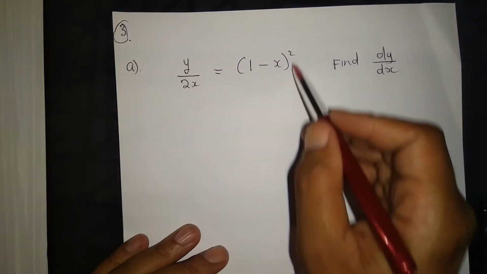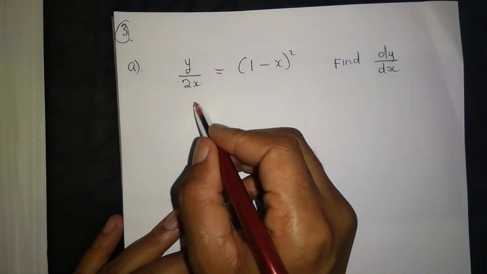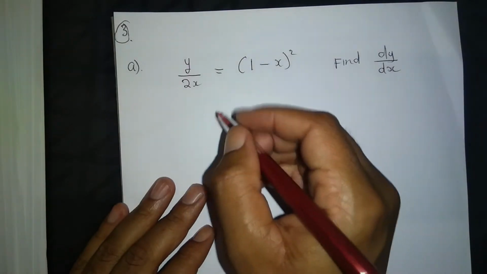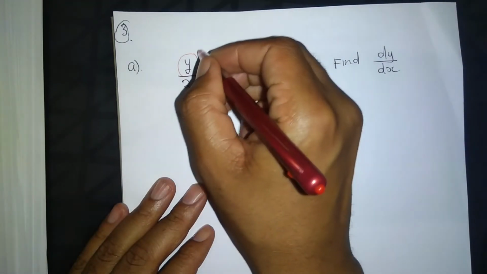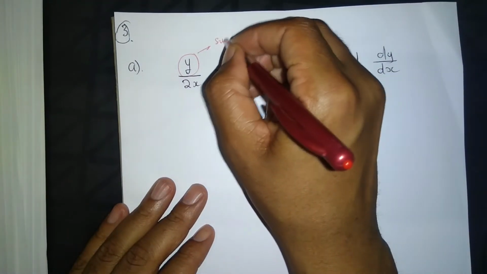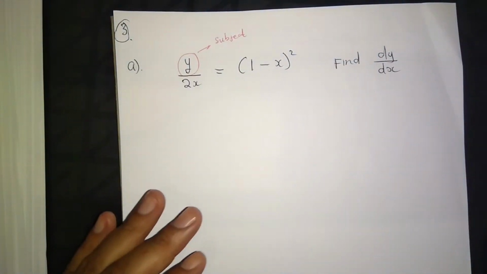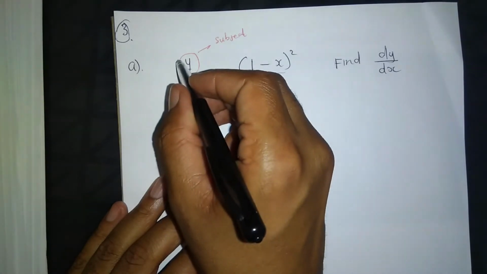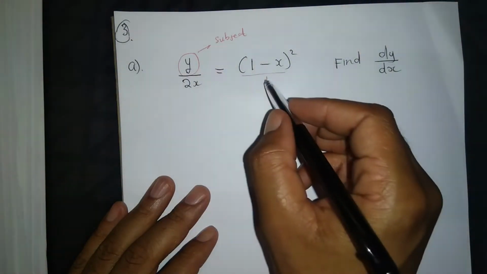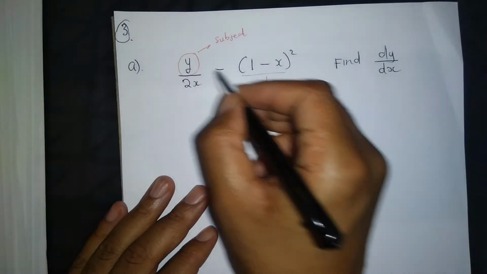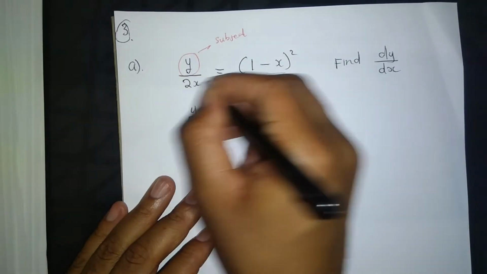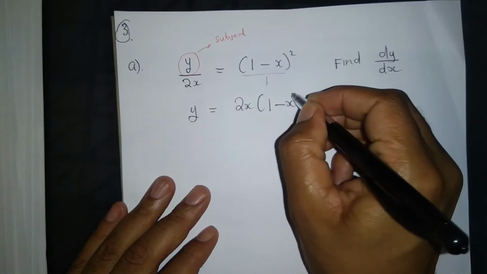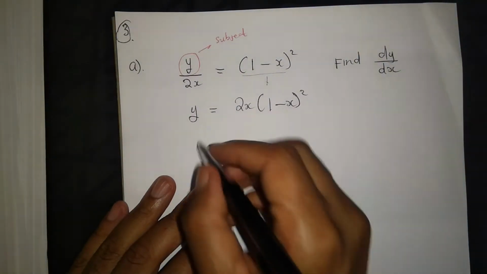Manipulate your formula in such a way that y only remains on the left hand side of the equation. So y must be made the subject. What am I going to do? I'm going to find the LCM or cross multiply. Then I divide by 1. So 1 times y is y, 2x times this bracket is 2x, open bracket 1 minus x, everything squared.